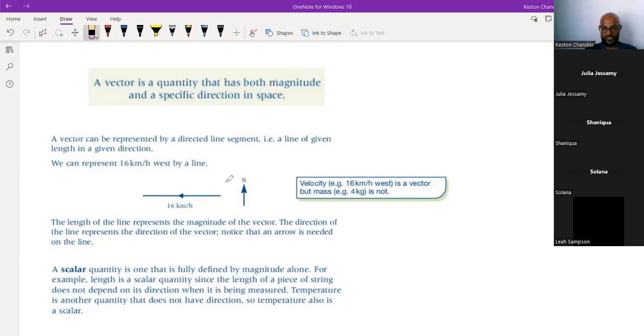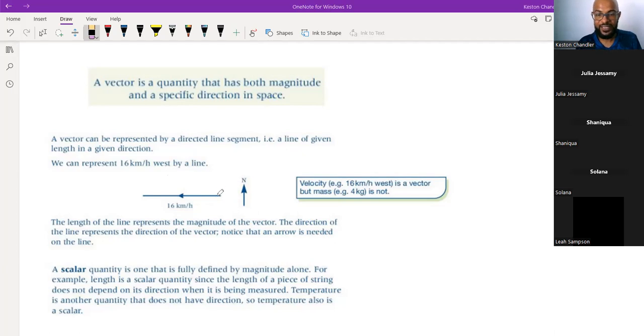So here, if this is our north arrow, this line segment represents, it could be a train or a vehicle moving at 16 kilometers per hour in a westward direction, right? We wouldn't refer to this as speed. We refer to this, if any of you are doing physics, as velocity, because it's movement in a particular direction. So velocity has both magnitude, which is the 16 kilometers per hour, but also direction. It is heading west. So it is a vector, unlike speed.